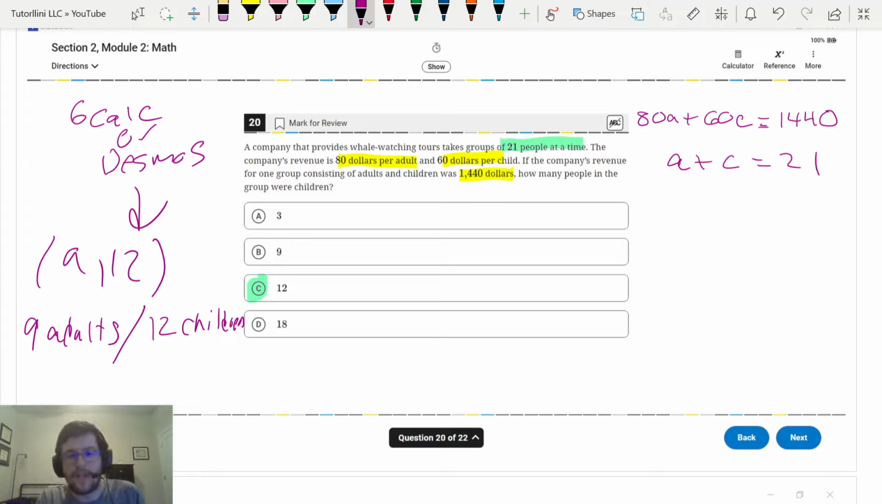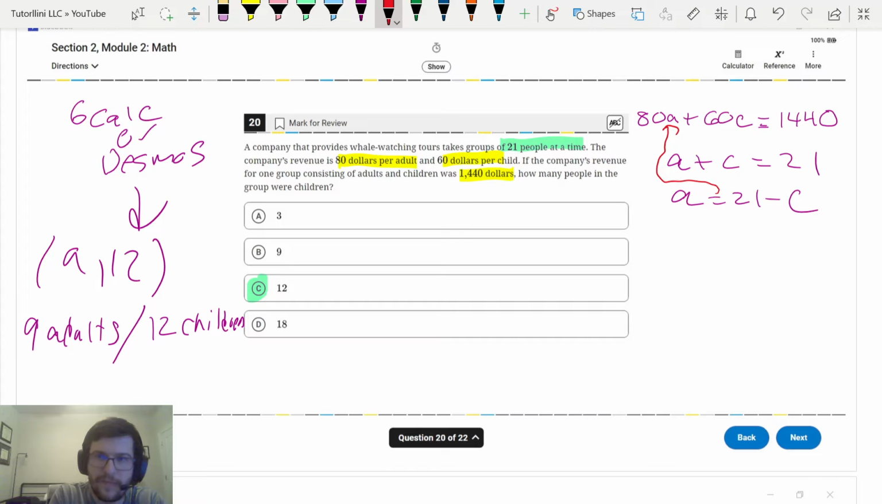Desmos makes that much faster. I'm going to go over how to do it by hand. So you could use substitution or elimination. I'm going to use substitution, and I'm going to substitute for A, so that way I'm just left with C. Makes it go a little faster. So I'm going to subtract C from both sides, and I get A equals 21 minus C. And now I plug that into the other equation. And I get 80 times 21 minus C plus 60C equals 1440.